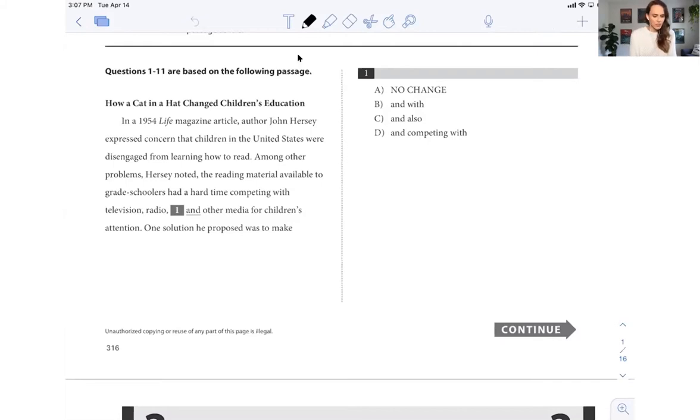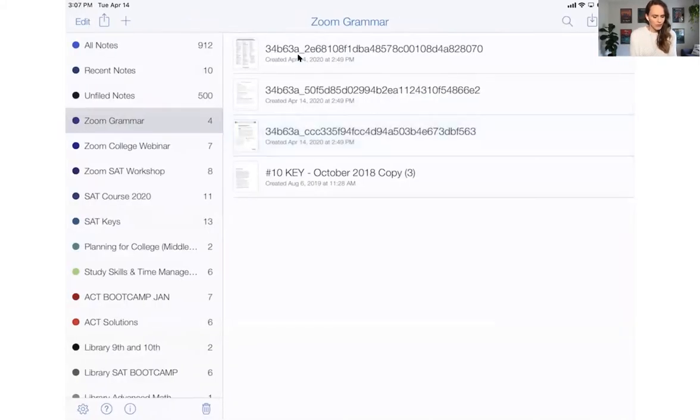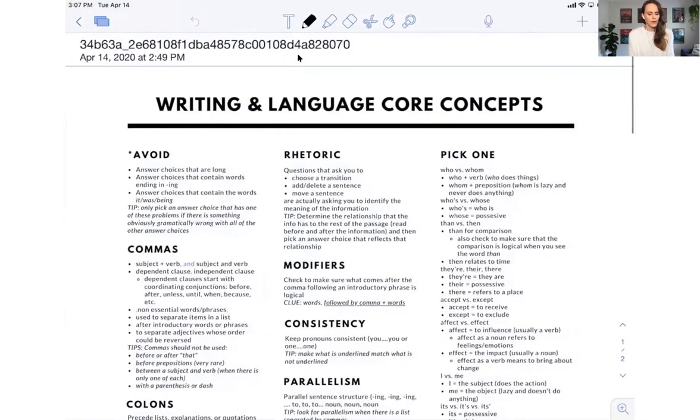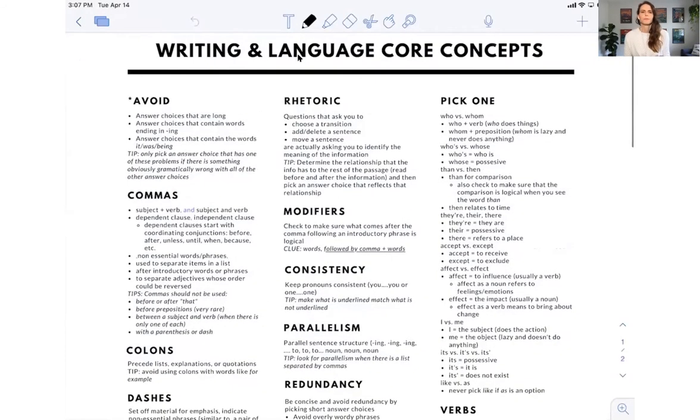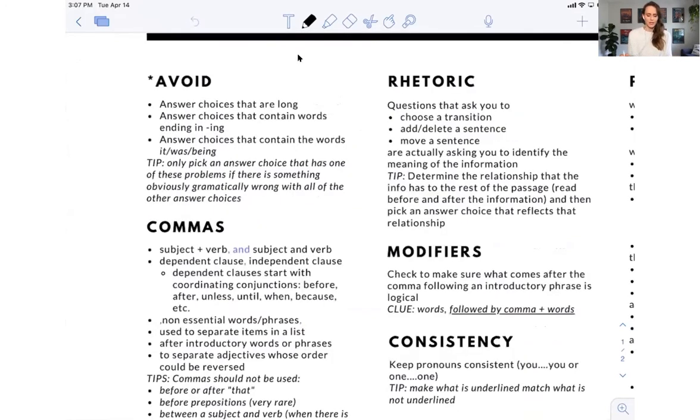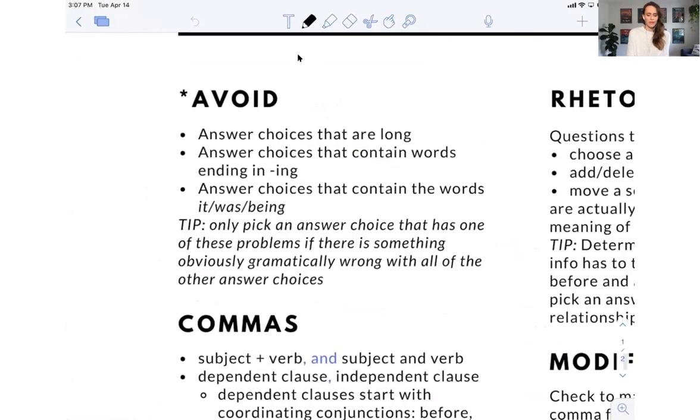Okay, so starting today, I just want to look at the writing and language core concepts. For the writing and language section, there will be certain strategies that you can use that don't really have a ton to do with grammar, that just have to do with how you approach the section. So the first thing, the little box here, is going to be non-grammatical issues for the most part.